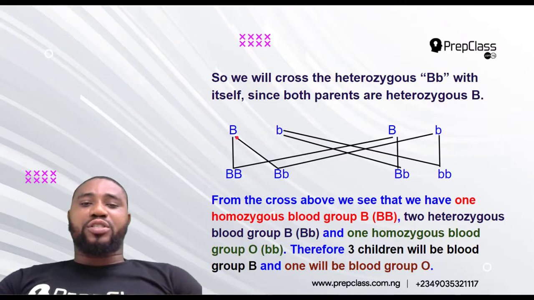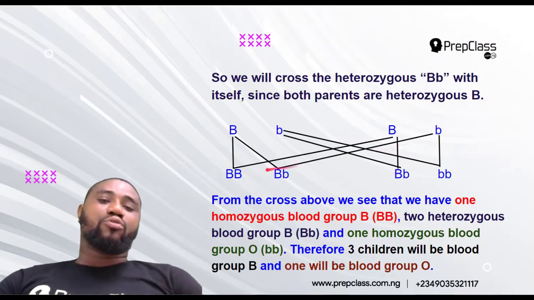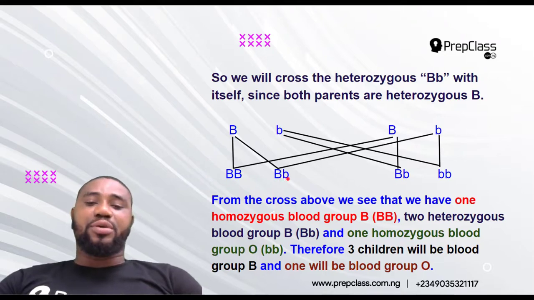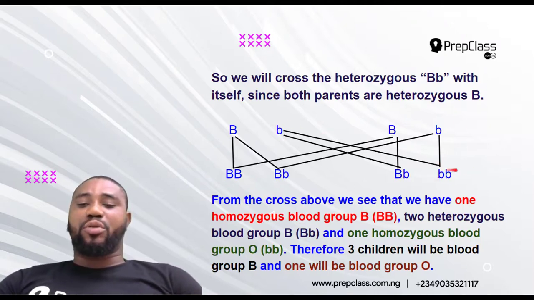So we are going to be crossing capital B, small b, and capital B, small b, because both the man and the woman are heterozygous for blood group B. When you cross that, this capital B and this capital B come together, you have BB. This capital B and this small b come together, you have capital B, small b. This small b and this capital B come together, you have capital B, small b. Small b and the other small b fuse, you have small b, small b.